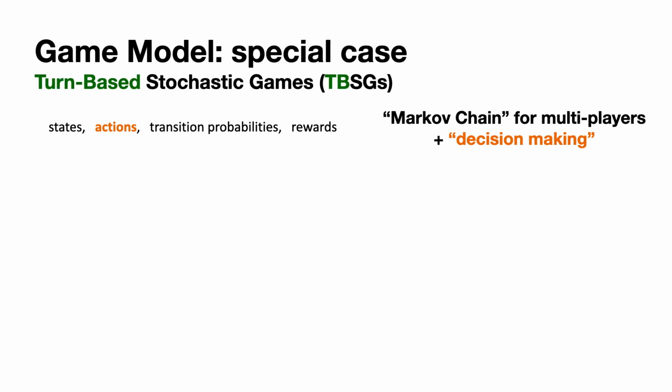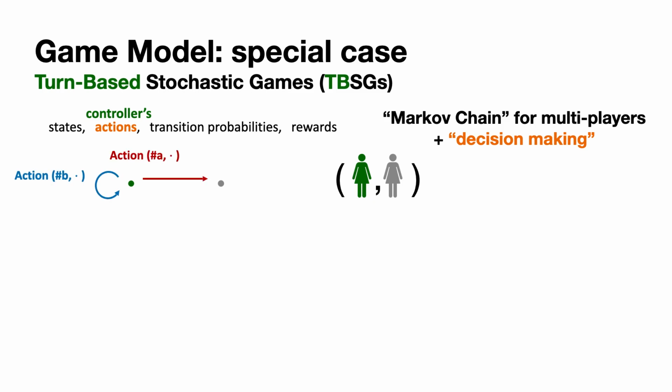While the games we introduced previously are very general and very natural, there are also two important special cases which are interesting on their own. One class is known as turn-based stochastic games. Basically, it has the same components. The main difference is now for each state, we assign a controller, and only the controller can pick different actions at that state. Here in our toy example, green player controls the green state, and gray player controls the gray state. Only the controller's action will decide the transition probability and the reward that each player receives at the state.